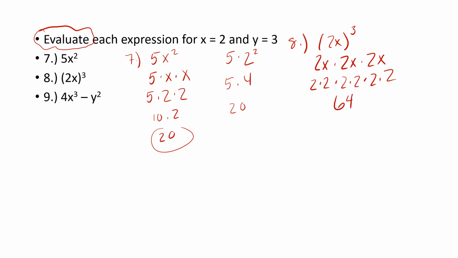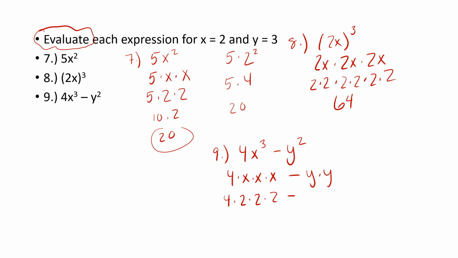And the last one, number 9. So we have 4x to the 3rd minus y squared. And again, because of where we are, you are probably best off doing it this way. So just expand that out, and then let's go ahead and put those numbers in. So we have 4 times 2 times 2 times 2, and 3 times 3. So 4 times 2 times 2 times 2 is 32, and 3 times 3 is 9, and 32 minus 9 is 23.